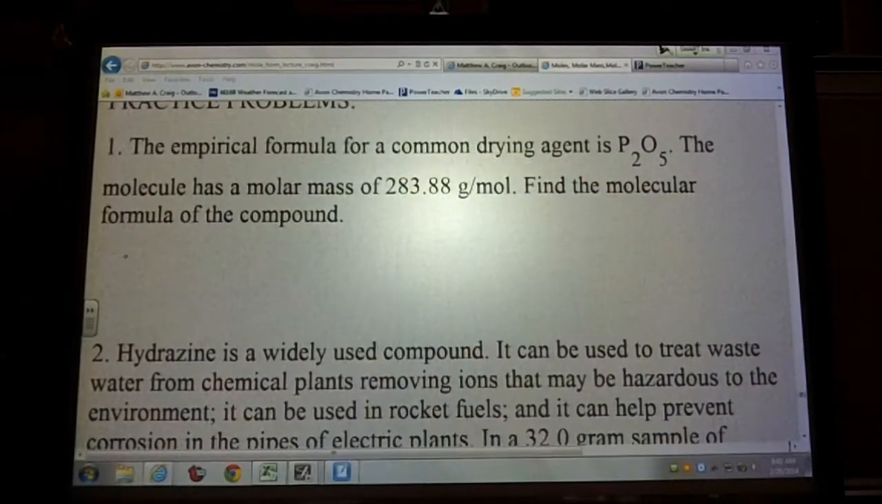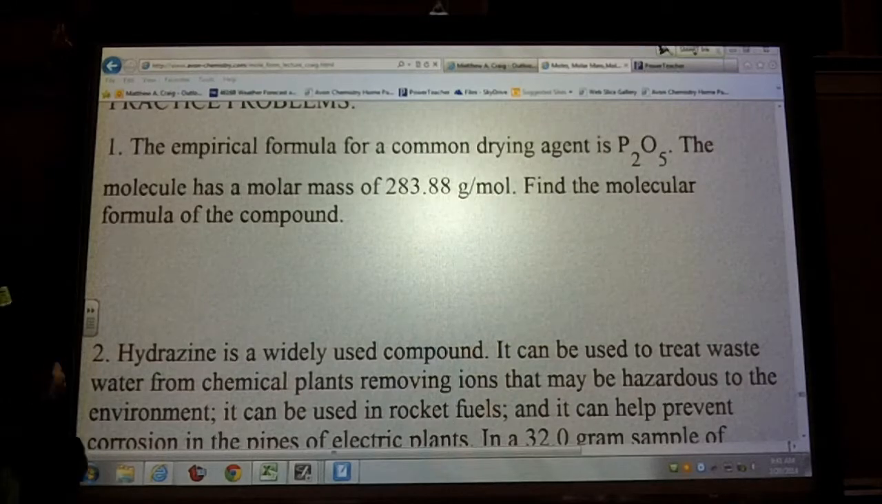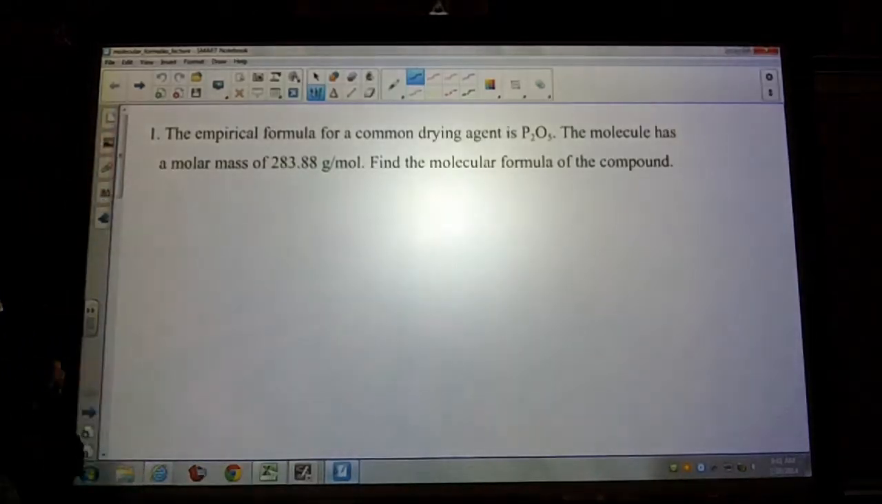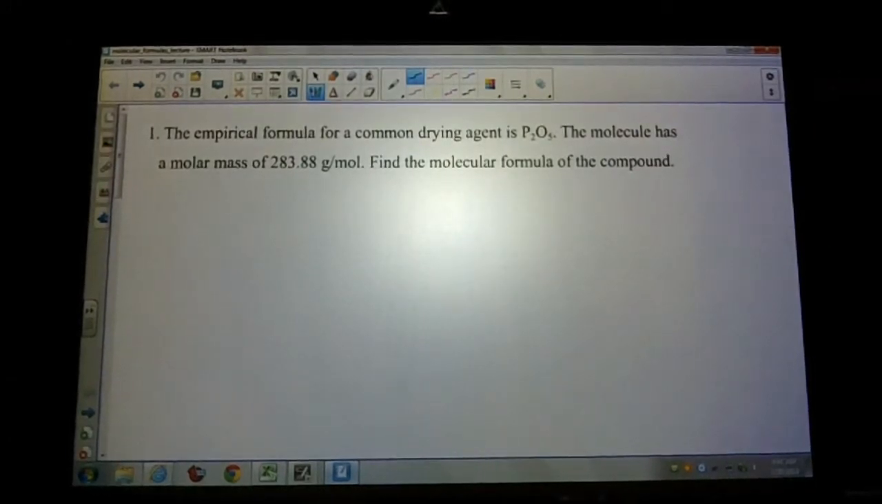It states, the empirical formula for a common drying agent is P2O5. The molecule has a molar mass, or a molecular mass, of 283.88 grams per mole. Find the molecular formula for the compound. So there's some information that's given to you here. What information do we have?